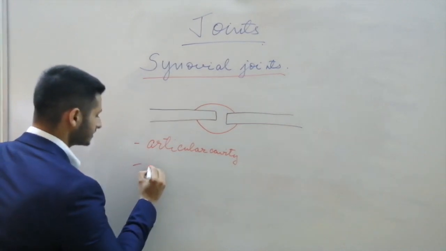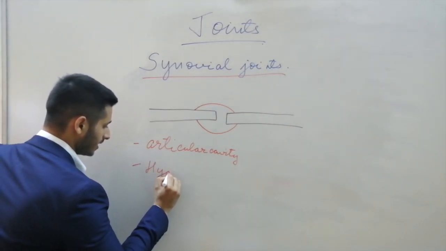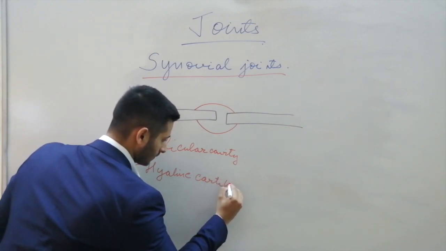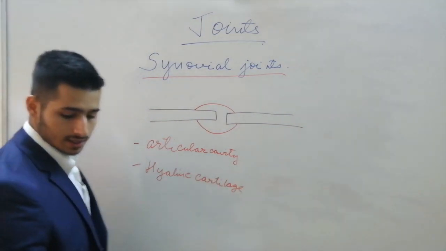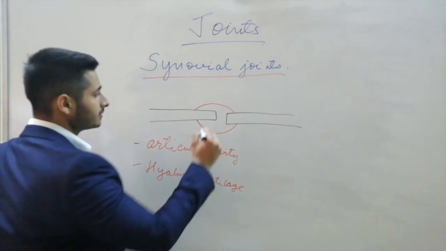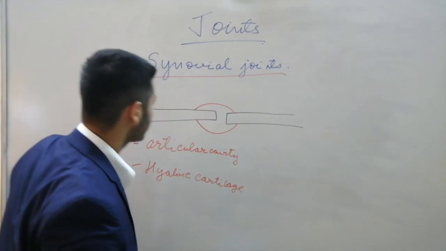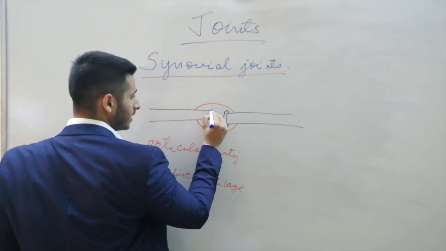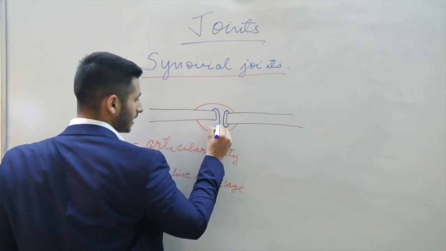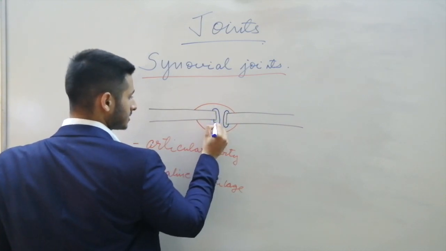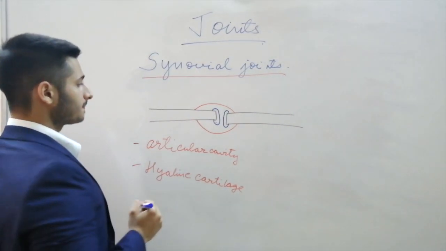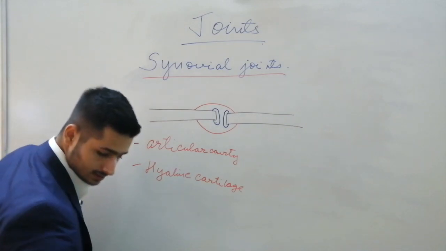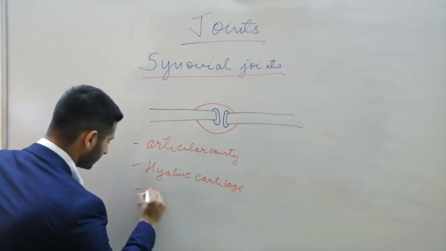The second characteristic is that they have hyaline cartilage. Now, hyaline cartilage is present at the articular surfaces of the joints. These are the articulating surfaces of the bones, and they're covered by hyaline cartilage. This is hyaline cartilage. Now, the third characteristic is the presence of a joint capsule.